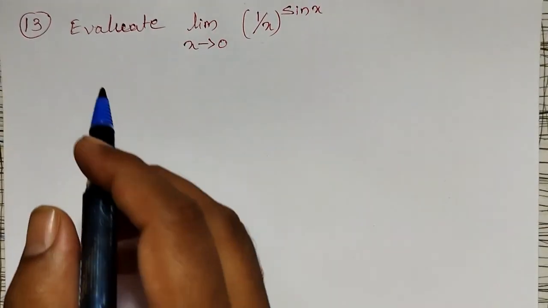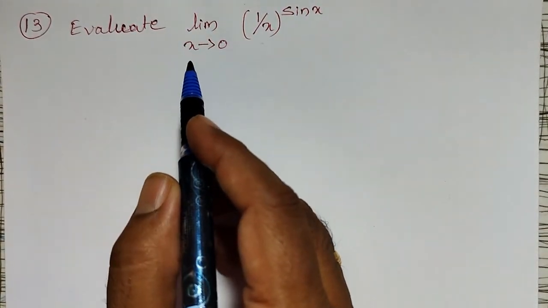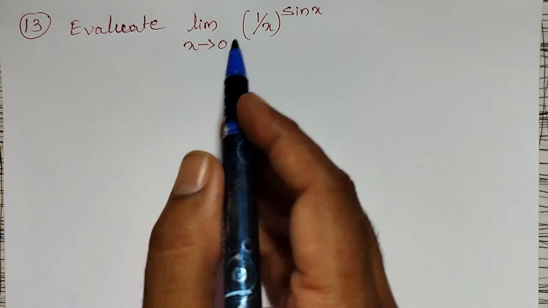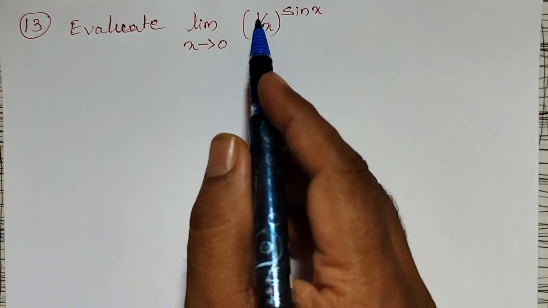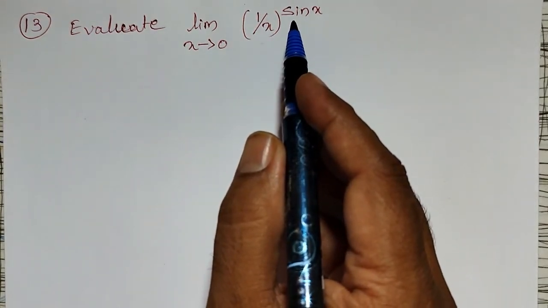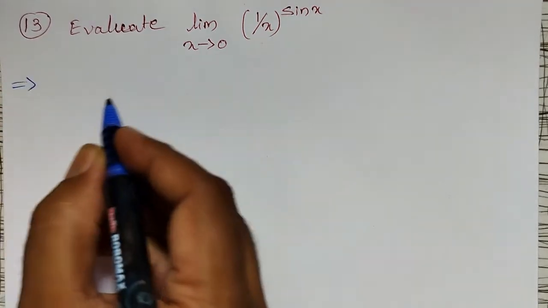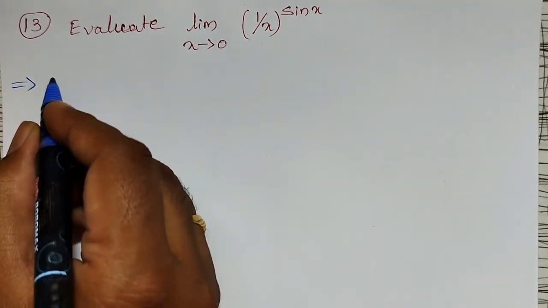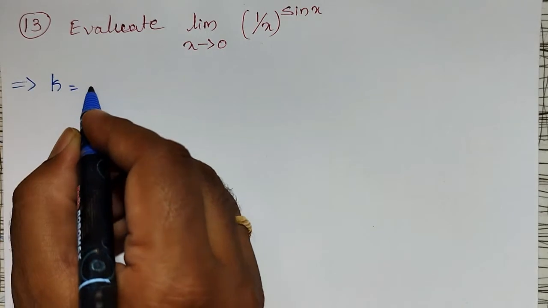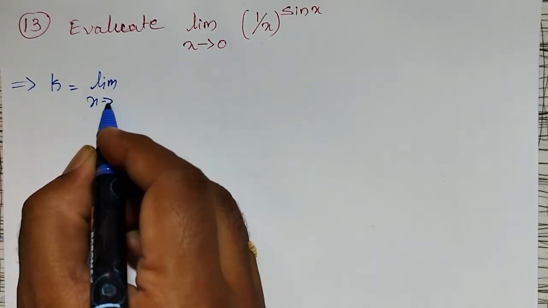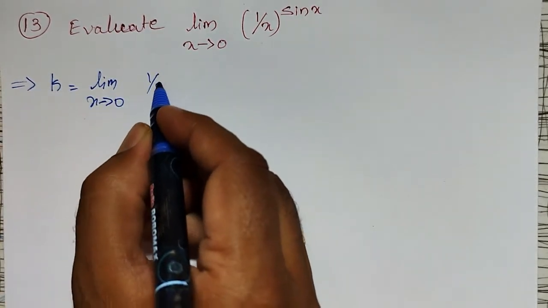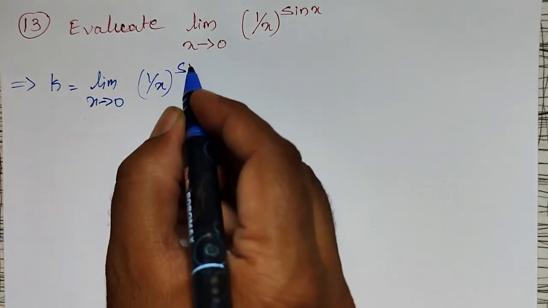In this video, I am going to evaluate limit as x tends to 0, (1 by x) whole raised to sin x. First of all, let me call this limiting value equal to some value k, as limit as x tends to 0, (1 by x) whole raised to sin x.